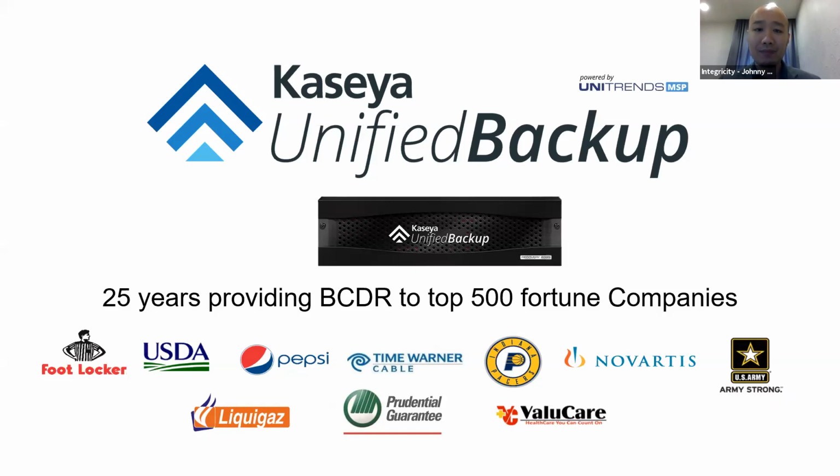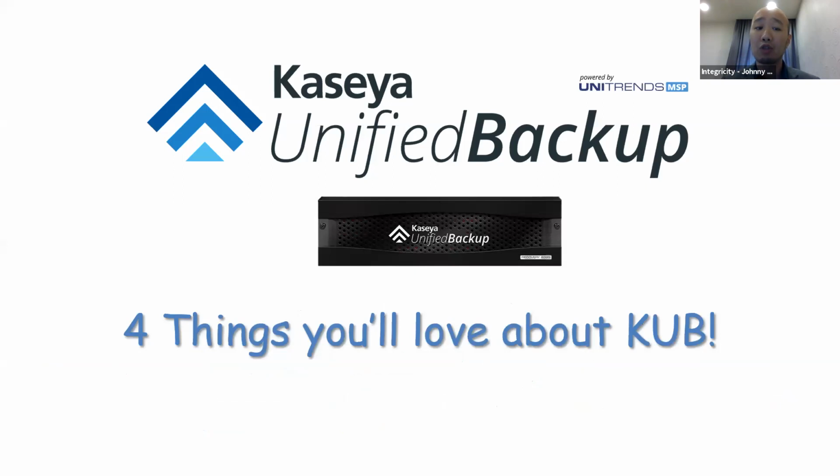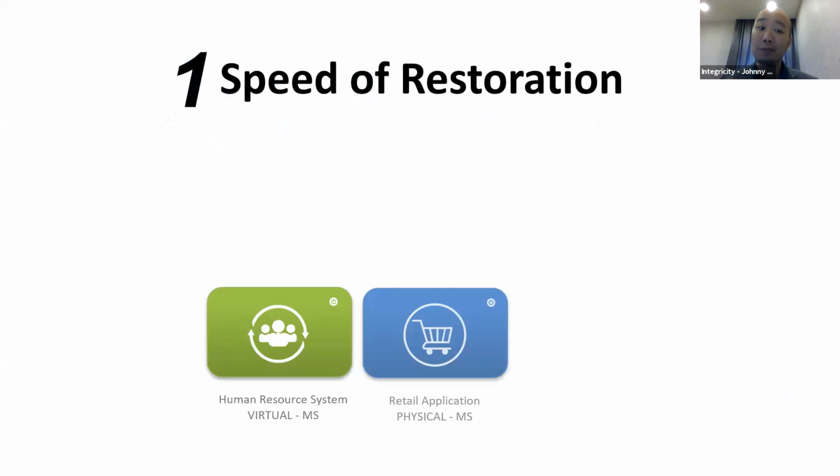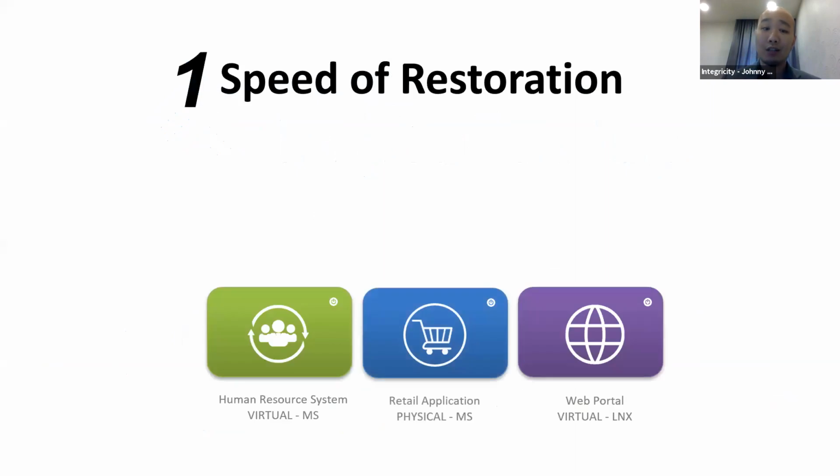All right. Now, there are 4 things I would like to share with you about the Kaseya Unified Backup, or KUB, and I want to highlight these 4 things, right? The first important thing is the speed of restoration. Let me show you an example here. You have, let's say, an HR system running on a VM, and then a retail application running on a physical server, and you have a web portal running on Linux, right?